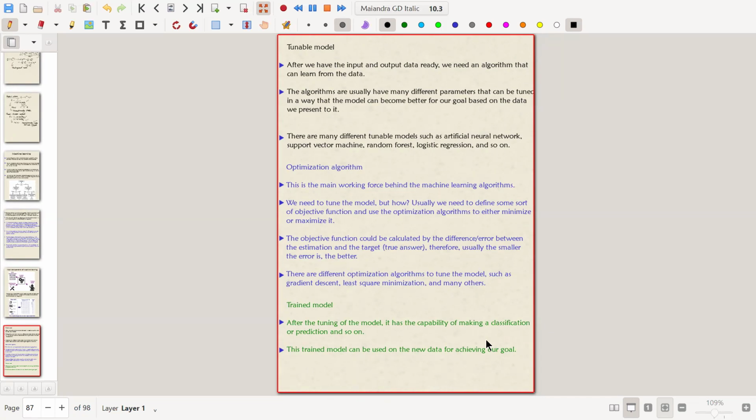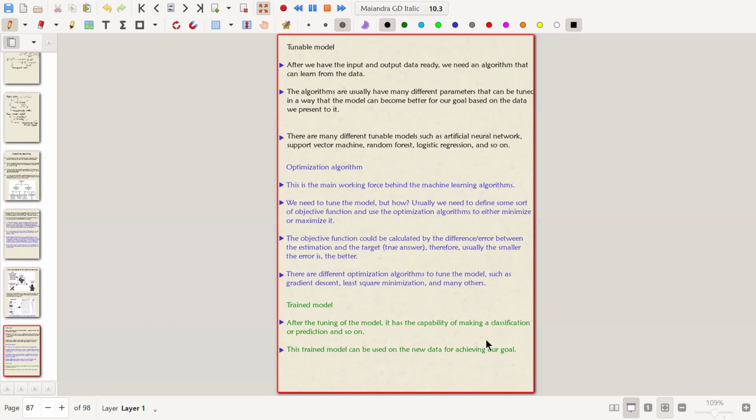So we have three things here: the tunable model, the optimization algorithm, and the trained model. The tunable model is when you have the input and output data ready. In these sorts of models, you have the output data with you, you know that it is an apple, and you are feeding this to a model so that it can learn from it. Therefore, we need an algorithm that can learn from the data. Data is not the problem here for a tunable model; rather, the algorithm is the problem. How can you write an algorithm such that it detects whether it is an apple or an orange?